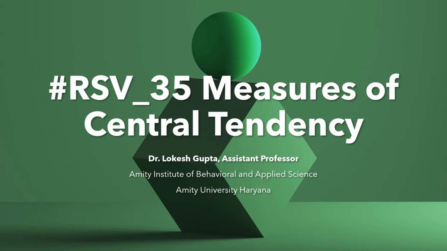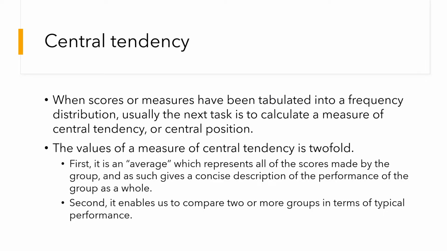After making the frequency table, we want to conceptualize our data, or we want to do further analysis. For further analysis, the first step we generally take is the measure of central tendency. When scores or measures have been tabulated into a frequency table and distribution, the next step is to find the measure of central tendency and the central position. The purpose of using central tendency is twofold: we convert our entire data into a frequency distribution, and after that we convert it into a central tendency.